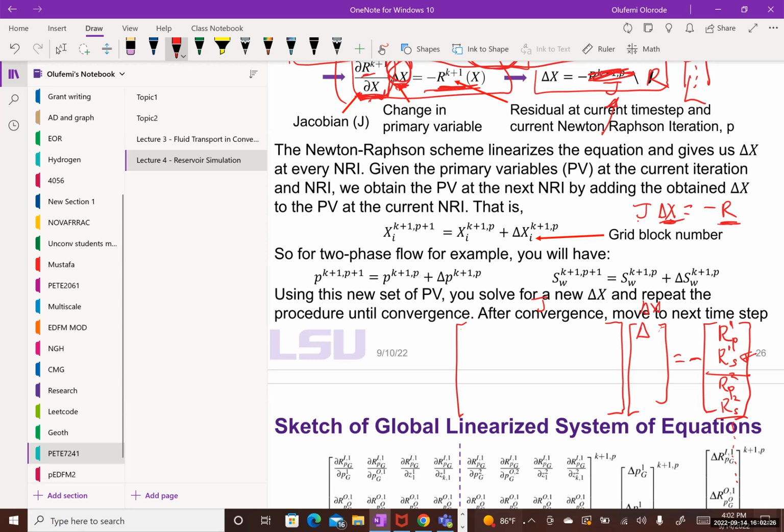The first equation is a pressure equation in grid block 1. Delta what? What's the next one? And so on. So you already get the structure. So now you're only left with the Jacobian matrix.